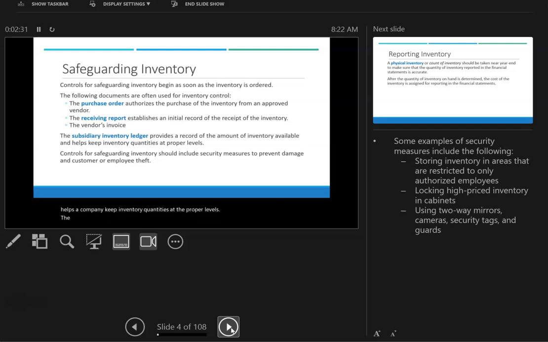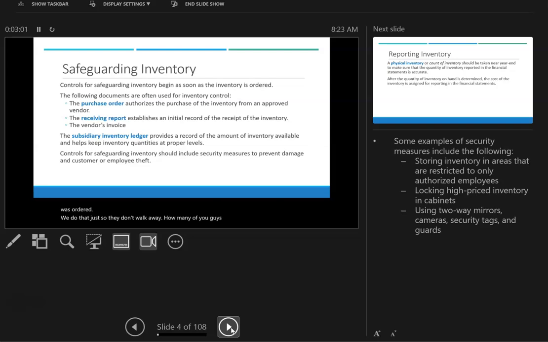The way we protect the inventory will be pretty much authorizations. So only certain people are allowed in the warehouse. A specific person is going to receive the inventory on hand and match it up with what in fact was ordered. We do that just so they don't walk away.